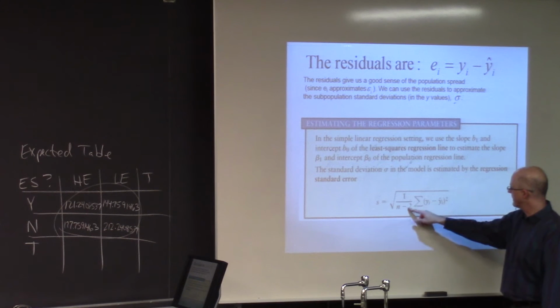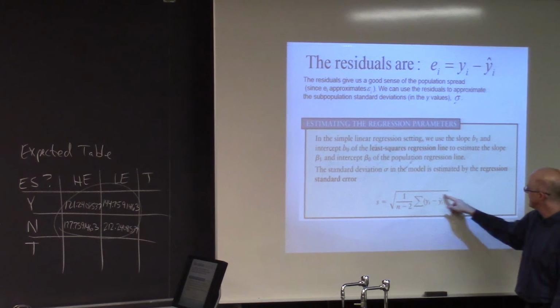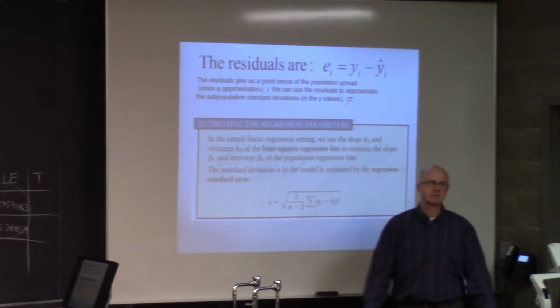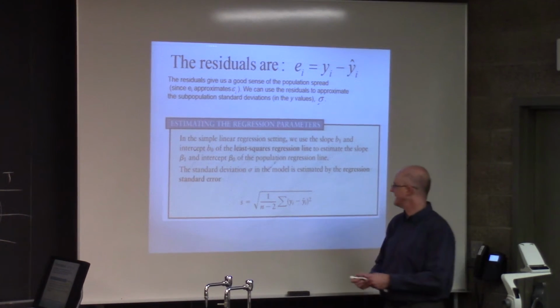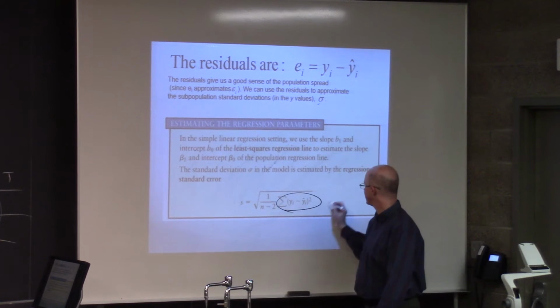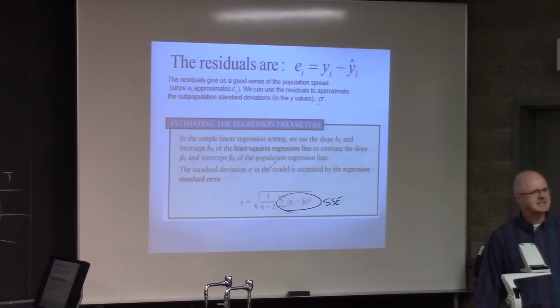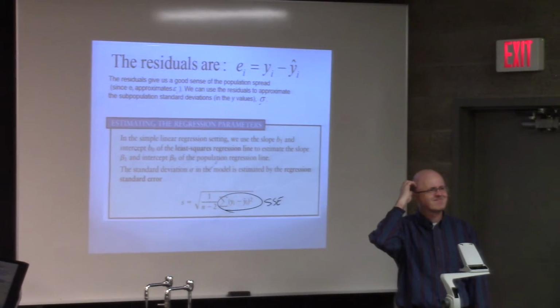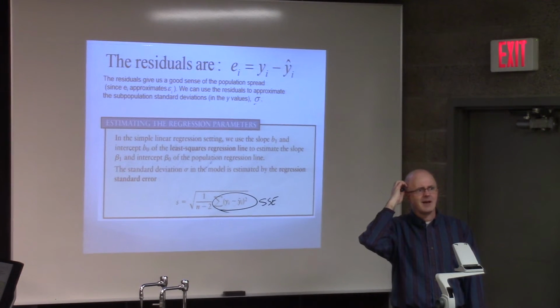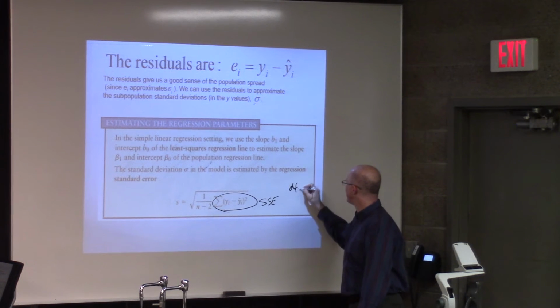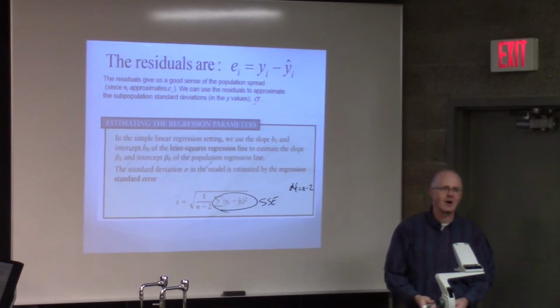S is the square root of 1 over n minus 2 times this summation. These are the squares of the residuals. This summation is SSE, the sum of the squares of the errors, errors again being synonymous with residuals. We divide by n minus 2 instead of n minus 1. Weird. We don't have enough time to figure out why we do that, we just trust it. N minus 2 is the degrees of freedom here instead of n minus 1.